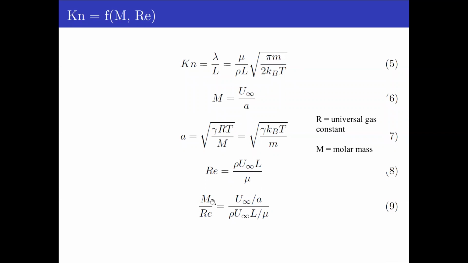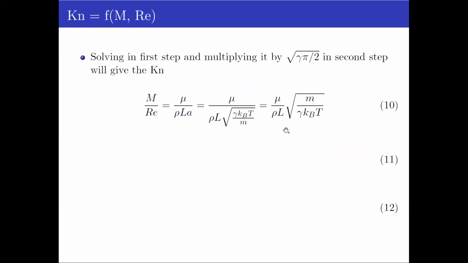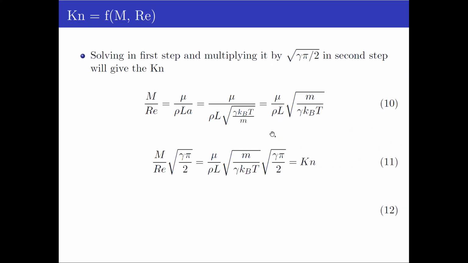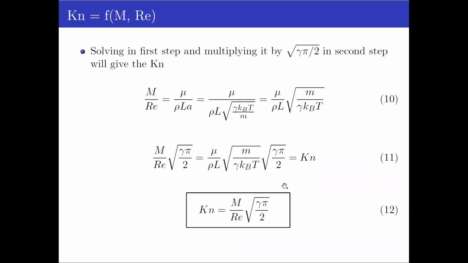Then the ratio of Mach number to Reynolds number will be equation 9. Then we can put the value of a, that is the speed of sound, and dividing or multiplying by this quantity will give the Nusselt number by comparing with equation 5. So the Nusselt number in terms of Mach number and Reynolds number is equation 12, which we can easily find out for a flow.